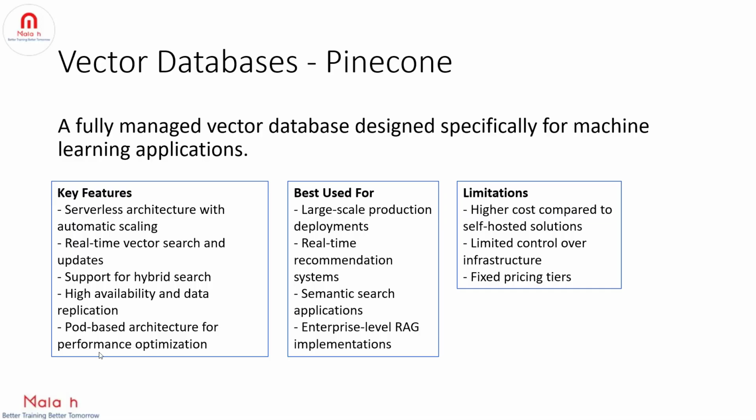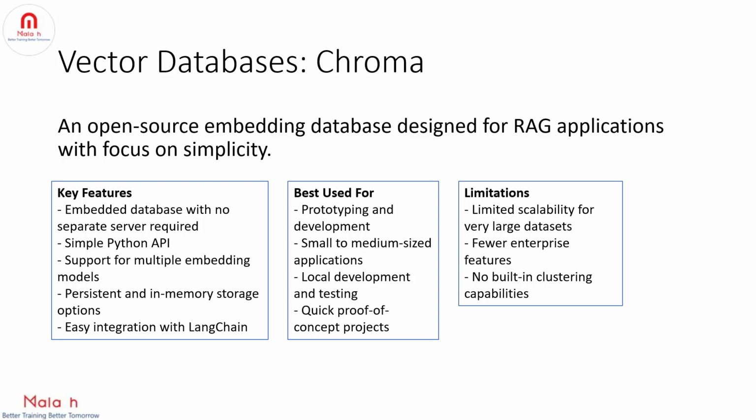So this is best used for performance optimization, and Pinecone is best used for large scale production deployments, right? And it is also best used for real-time recommendation systems, semantic search applications, enterprise level RAG implementations, right? And the limitations are, it is expensive, right? Higher cost compared to self-hosted solutions, and limited control over infrastructure and fixed pricing tiers, right? So keep these in mind when you are trying to pick the vector database, right? So that's about Pinecone. And the next one is Chroma database.